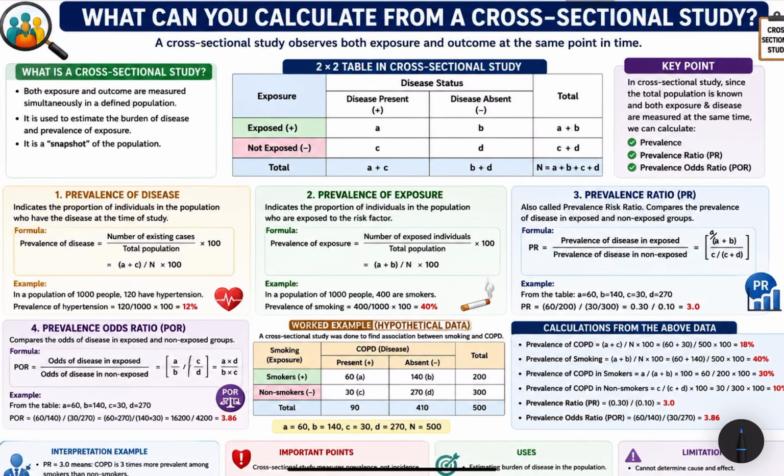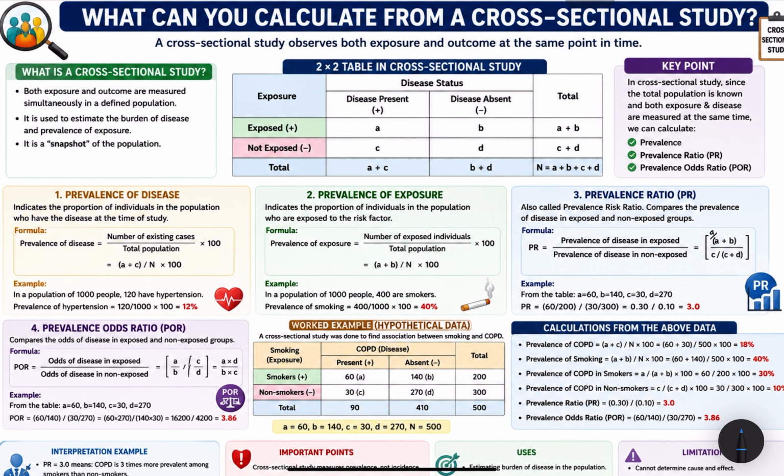Hello friends. So let's move to the next study, which is cross-sectional study. So let's understand what it is. A cross-sectional study observes both exposure and outcome at the same point of time. So we have exposure and outcome simultaneously in a defined population. It is used to estimate the burden of disease and the prevalence of exposure. It is a snapshot of the population.